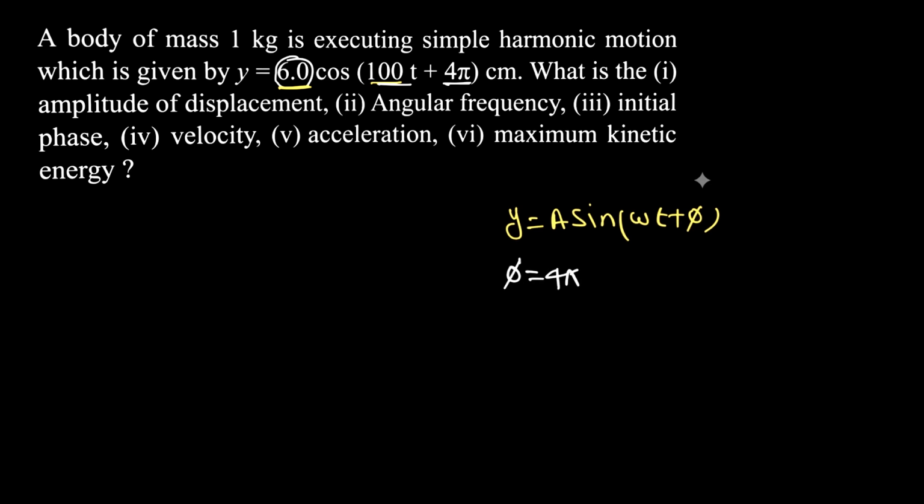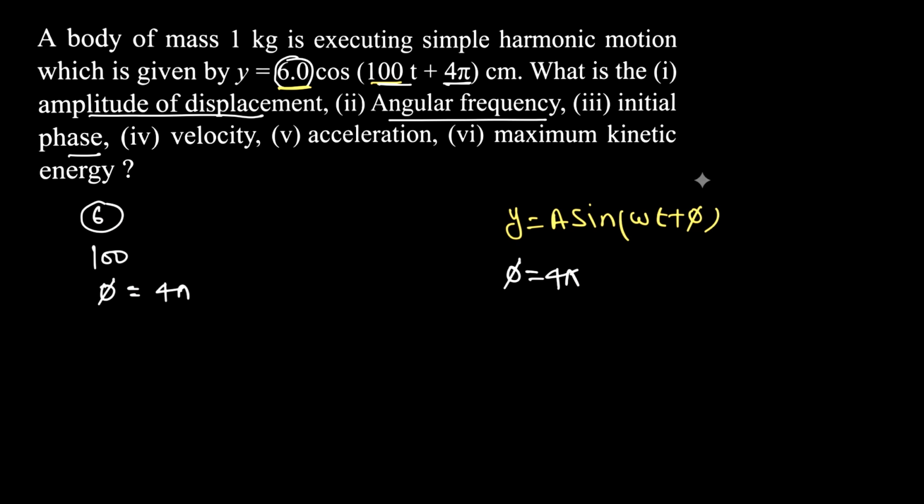So I got the answers for the first three. Amplitude, that is 6. Angular frequency, that is 100. Initial phase, phi, that is equal to 4 pi.